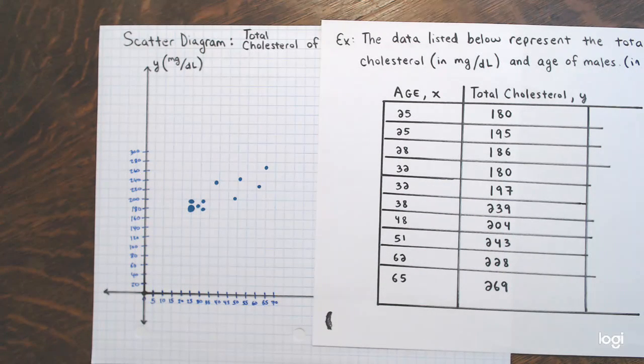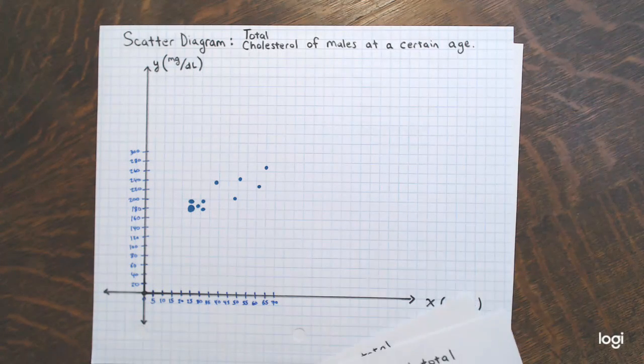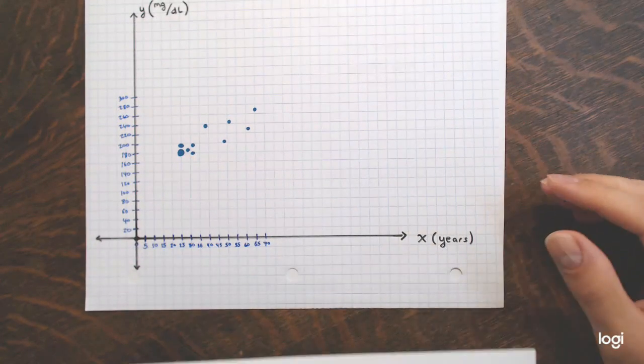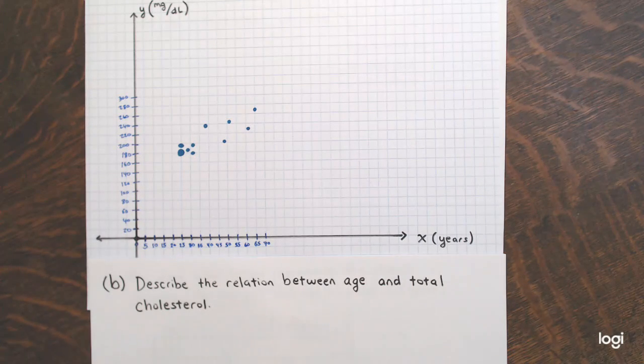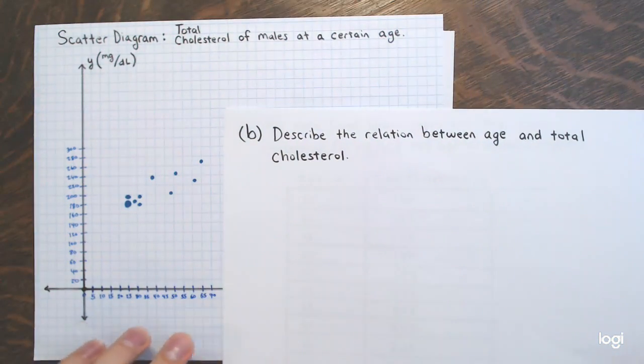Okay, and so that's why I'll say for part B. Right? Part A was draw the scatter diagram, which I have done there, and part B is now, okay, look at this scatter diagram and describe the relationship between age and total cholesterol. And that's exactly what I'm going to write, exactly what I said a second ago. All right.